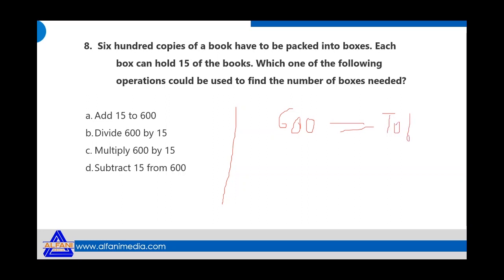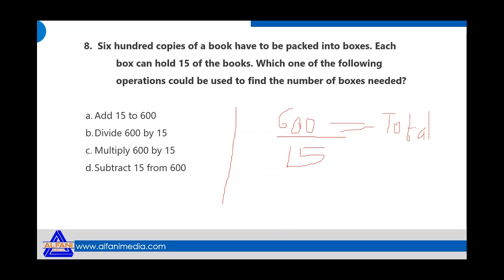So I have the total number of books, that is 600. All right, that have to be packed into boxes. So a box can take 15 books. Okay, so we want to know the number of boxes that we need for us to pack all this. So if you have 15 going to one box, then obviously for us to get the total number of boxes, we need to divide this 600 by 15.